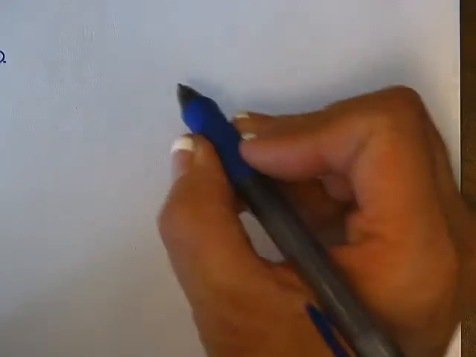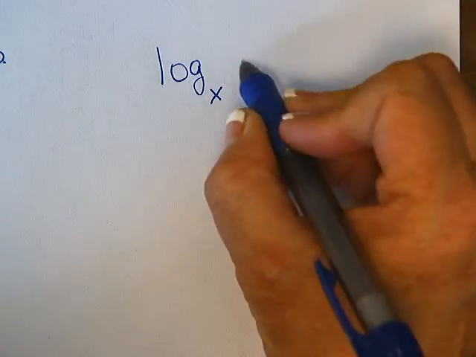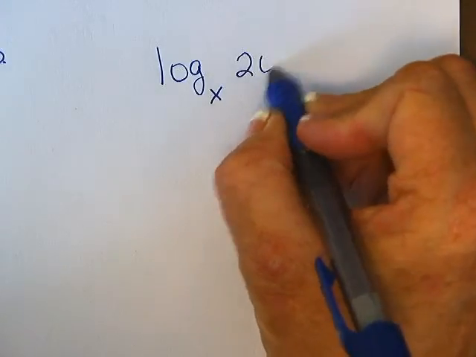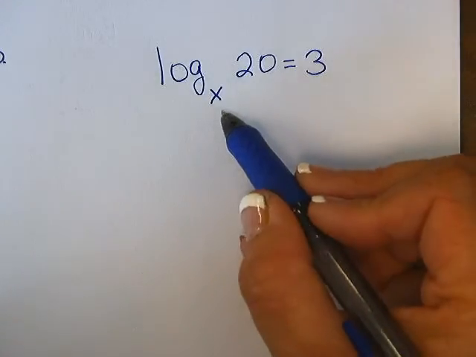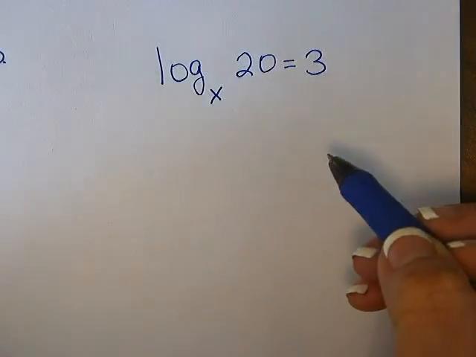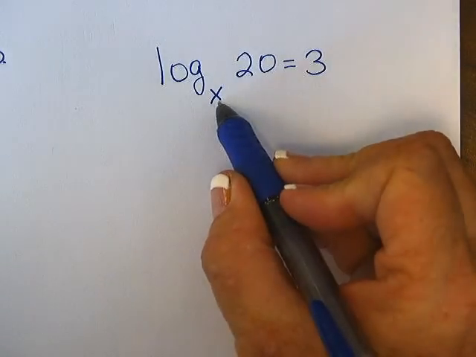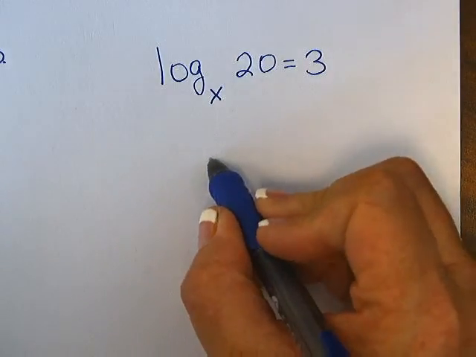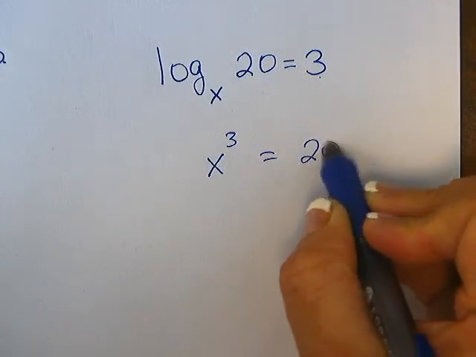Our last type of basic log equations that we might have to solve have the unknown in the base position. An example of this would be log base x of, let's make up something, of 20 equals 3. Looking at this, again, we're going to have to do some converting to exponential equations to solve our log. So when we convert this, I'm going to write my base raised to the exponent equals 20.